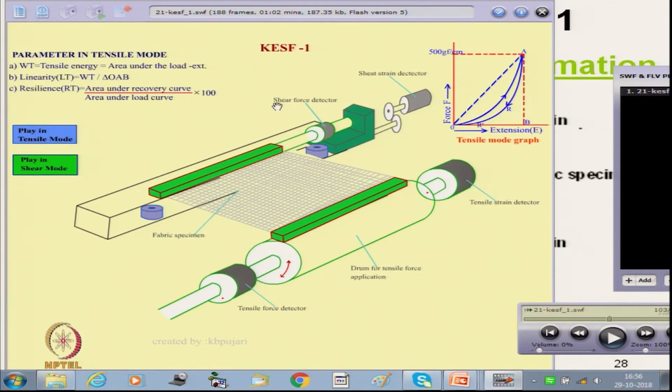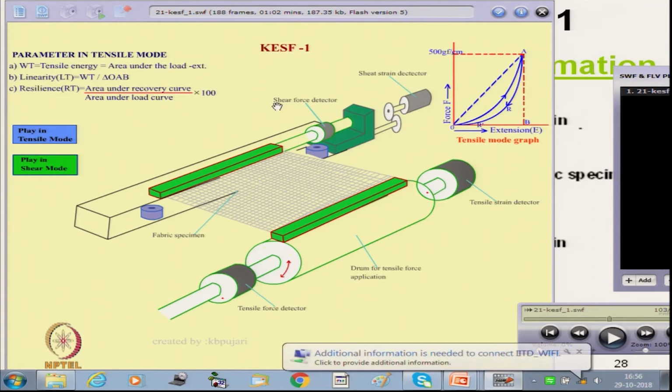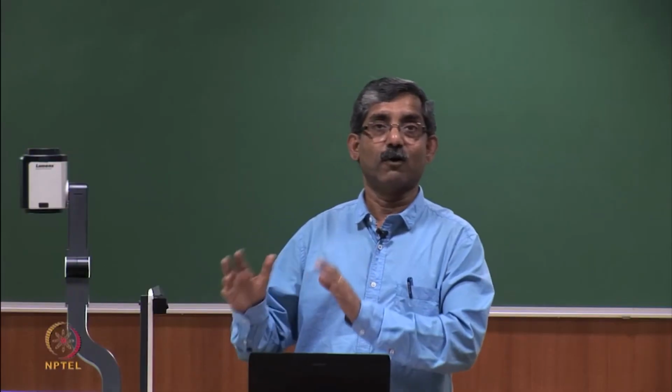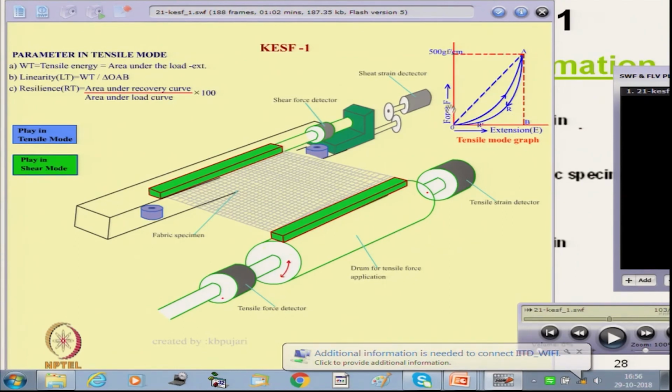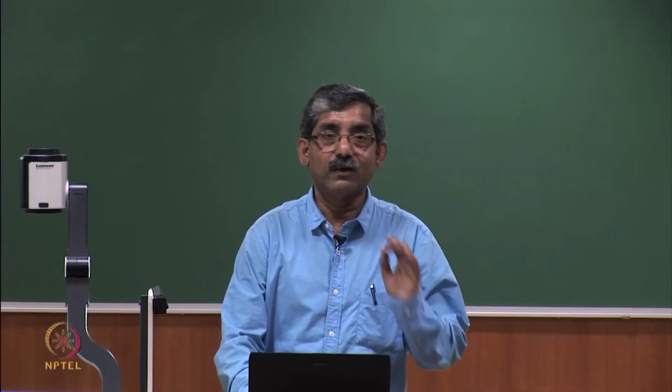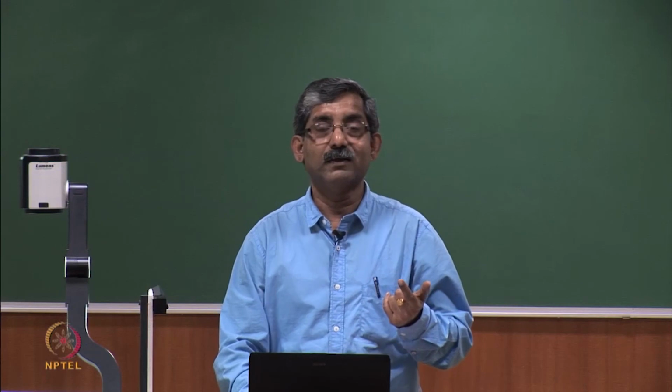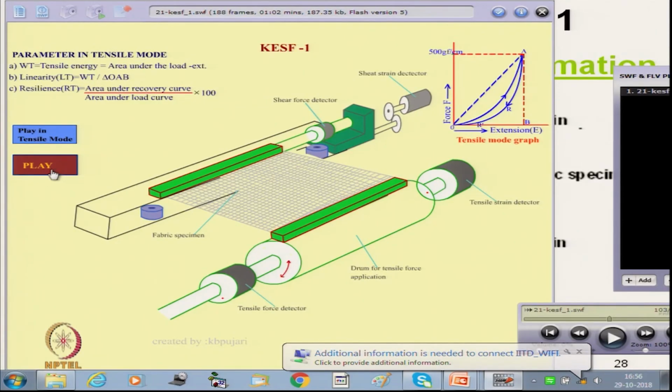Resilience is that characteristic where the fabric comes back from a deformation. It can be tensile resilience, compressional resilience, or any form of deformation. So, we need a fabric with very high resilience. Okay. That is why we get resilience characteristics from the area under the loading curve and the area under the recovery curve. Now, we will see what will happen when the instrument works on the shear mode.